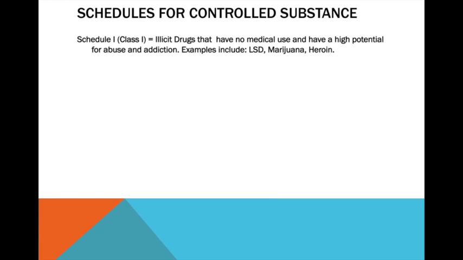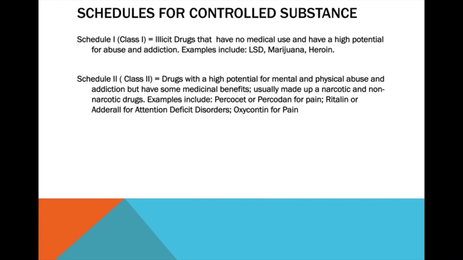I know, marijuana is a touchy subject right now, and I'm not sure if it fits in Class 1 anymore, but that's what we're going to go off of. Schedule 2 or Class 2 are for the drugs with a high potential for mental and physical abuse and addiction, but have some medicinal benefits, usually made up of narcotic and non-narcotic drugs. Examples include Percocet or Percodan for pain, Ritalin or Adderall for attention deficit disorder, and Oxycontin for pain.